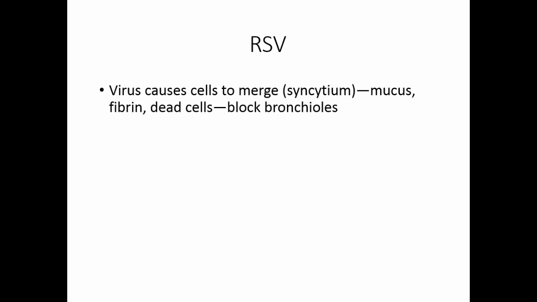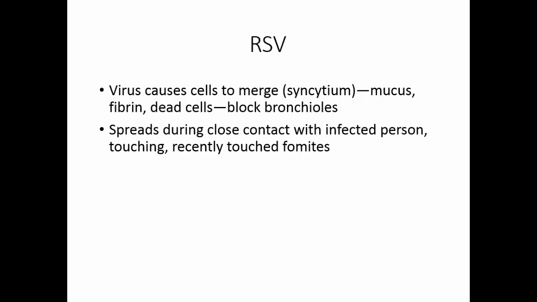This virus causes the cells to merge. That's called a syncytium. You have mucus, fibrin, and dead cells. This tends to block the bronchioles. It spreads during close contact with an infected person. Usually the person has to touch the other person or they have to handle recently touched fomites. This virus does not last long outside of the body.